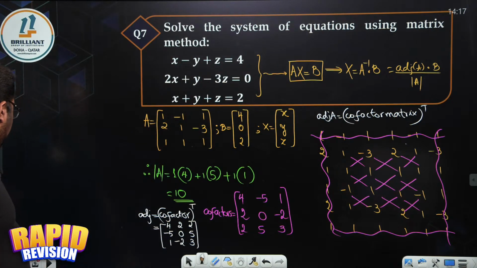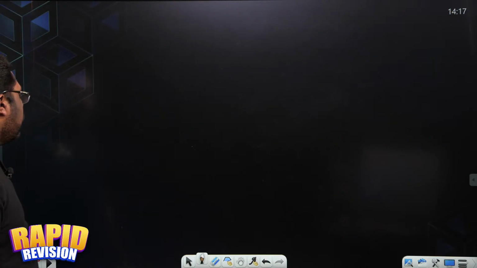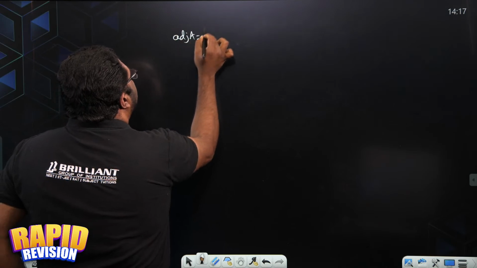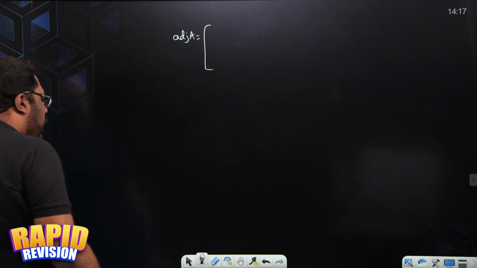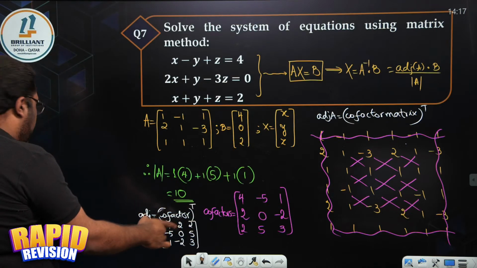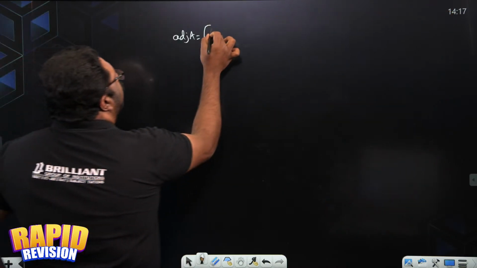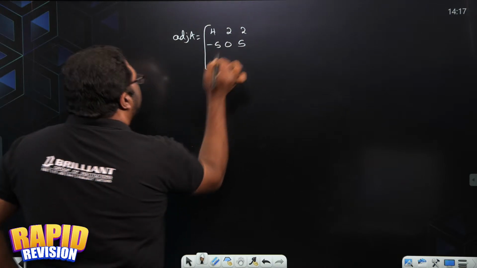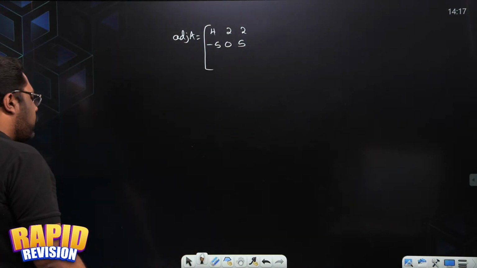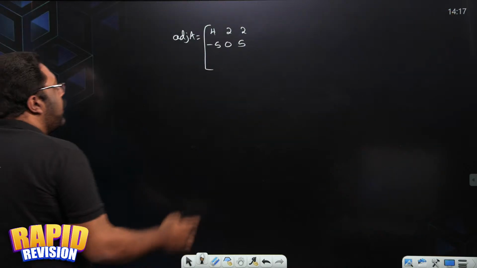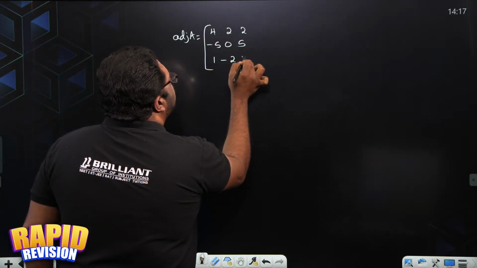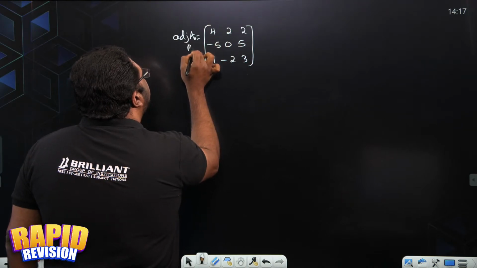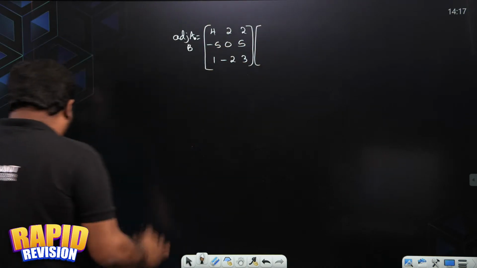Okay, so adjoint of A, all of you. What was the adjoint of A? Come on, quick. Adjoint of A was 4, 2, 2; minus 5, 0, 5; and the last row was 1, minus 2, 3. It's multiplied with B. Adjoint of A should be multiplied with B.